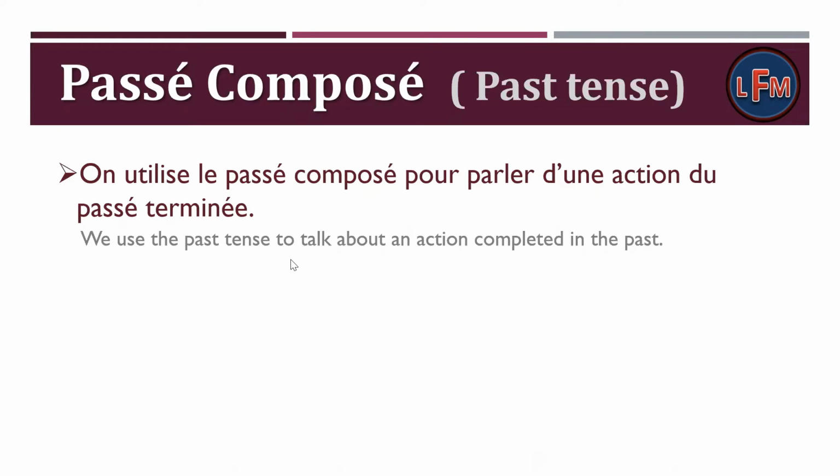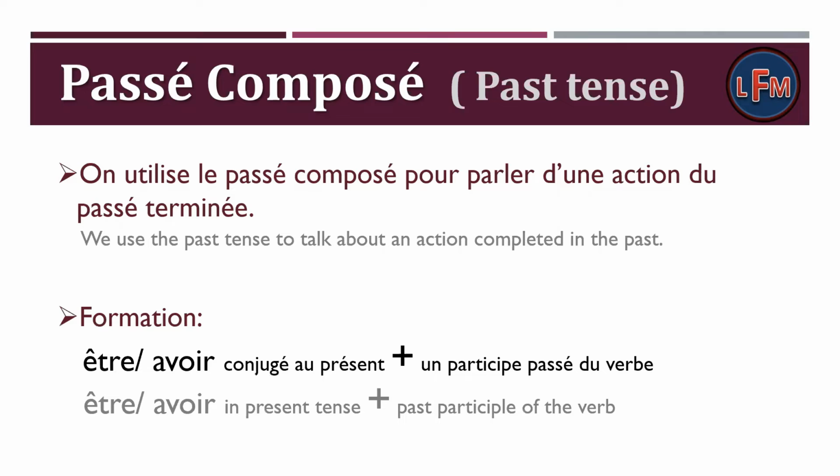We use the past tense to talk about actions completed in the past. So let's learn how to form sentences in past tense in French. We use auxiliary verb être or avoir in present tense plus past participle of the verb. So first we need to know whether we have to conjugate the verb with être or avoir. Then, how to form the past participle of the verb.